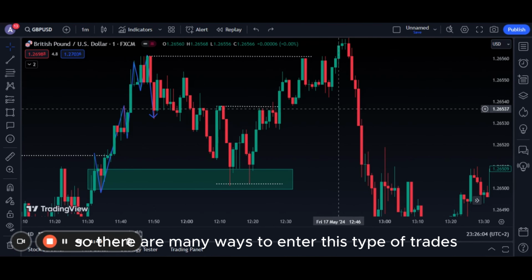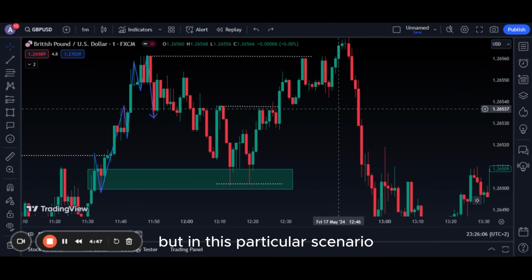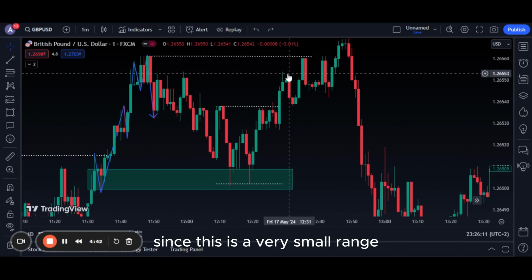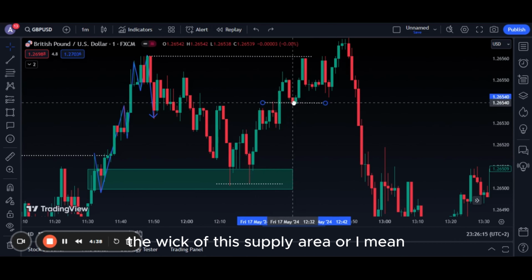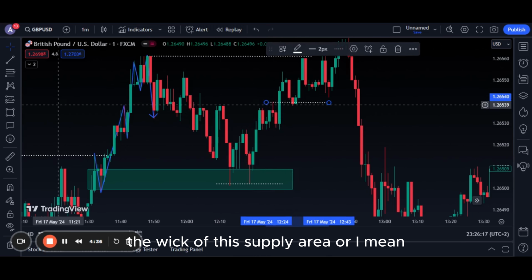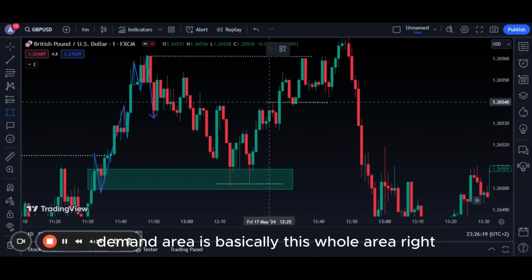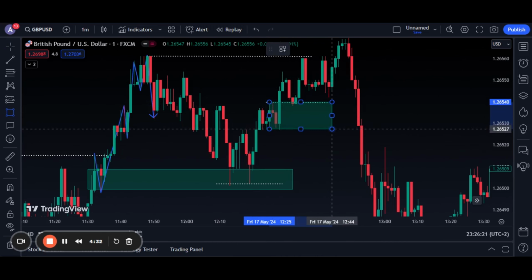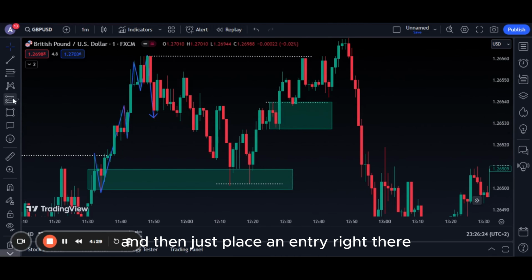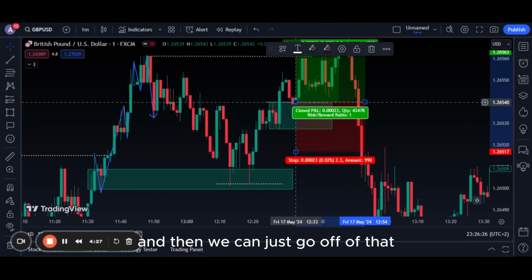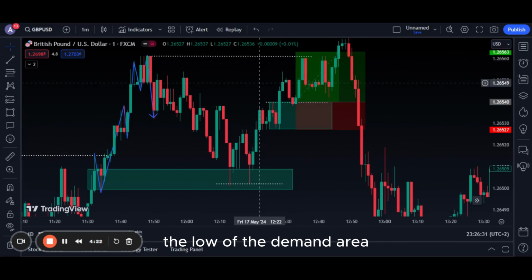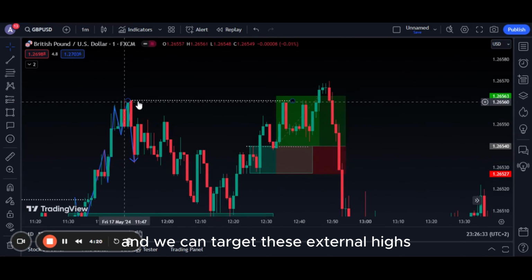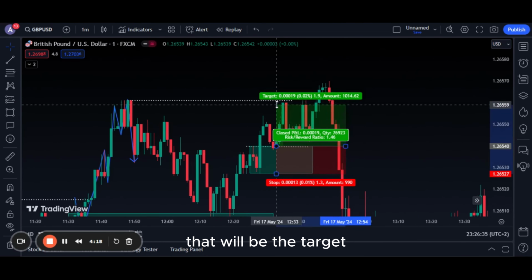So there are many ways to enter this type of trades, but in this particular scenario, since this is a very small range, I will just take the wick of this demand area. It's basically this whole area, right? And then just place an entry right there, and then we can just go off of that, and then our stop loss will be under the low of the demand area, and we can target these external highs. That will be the target.